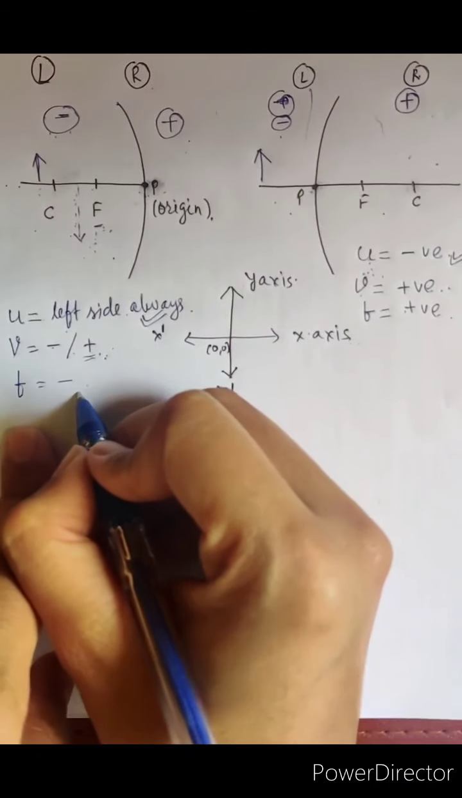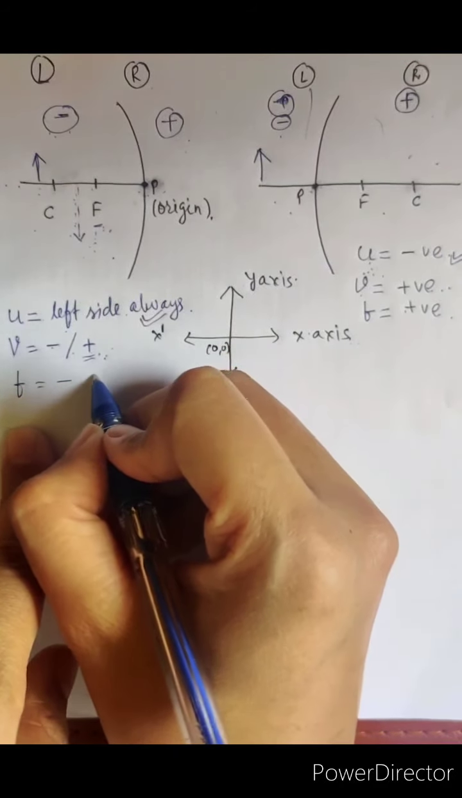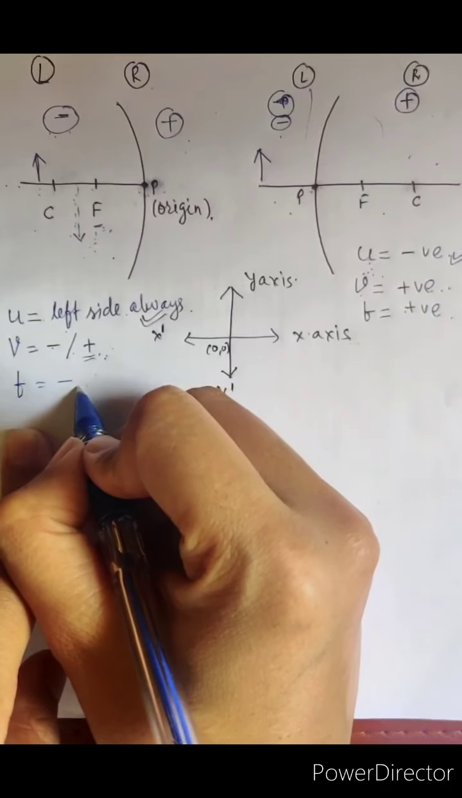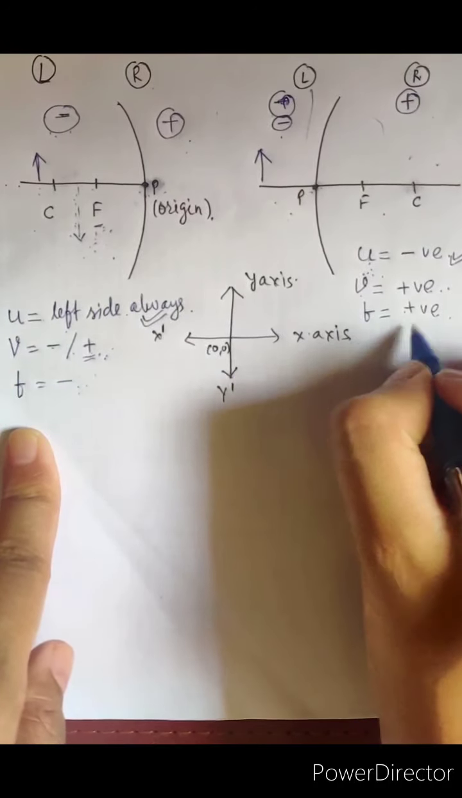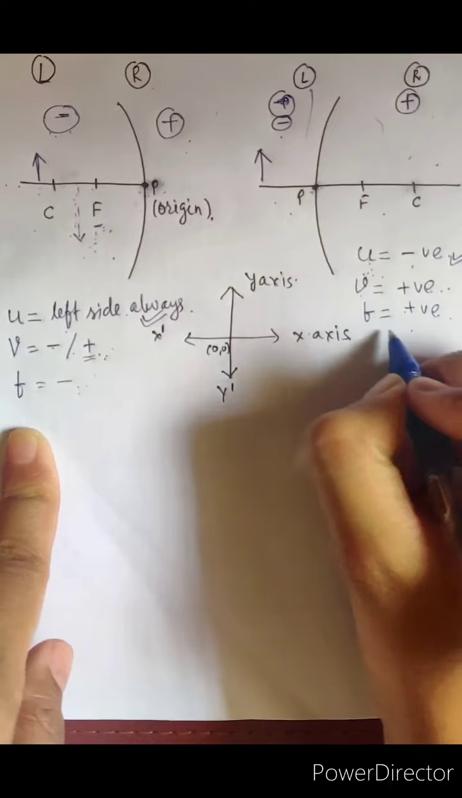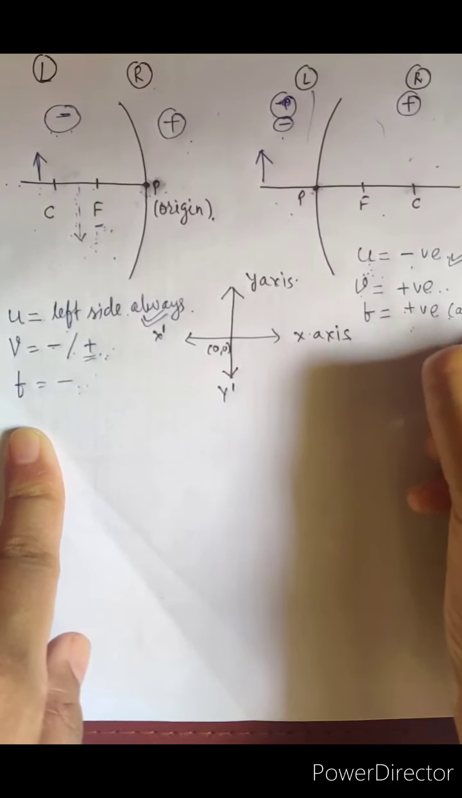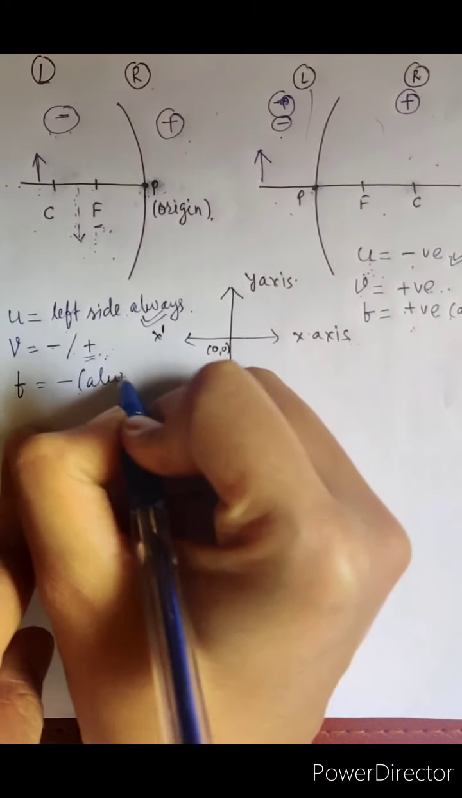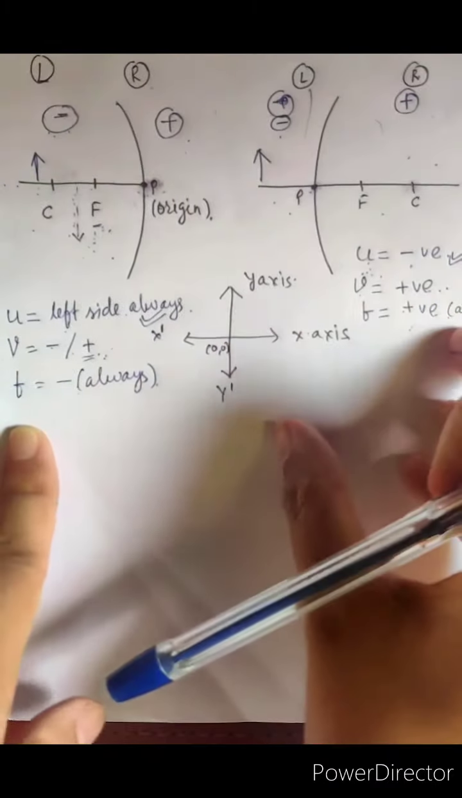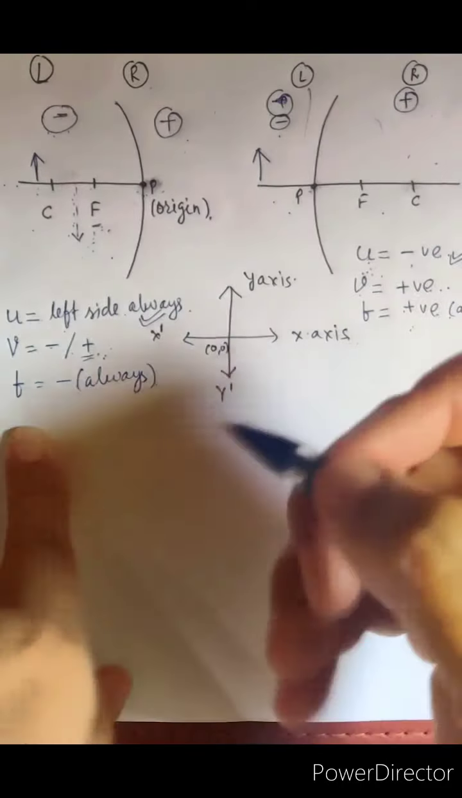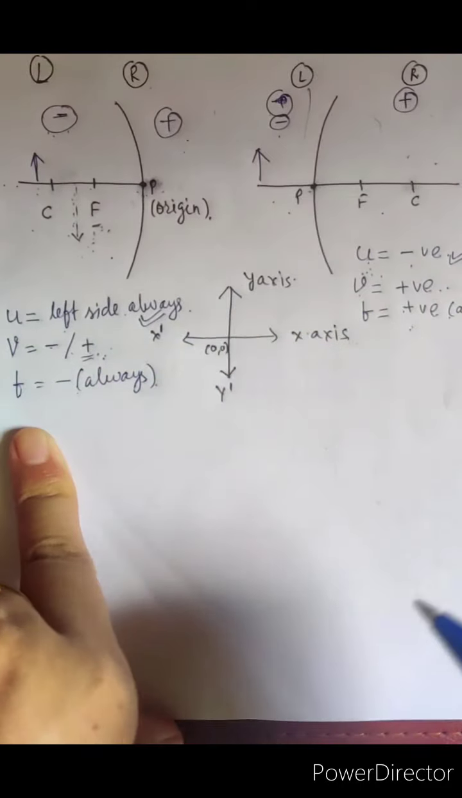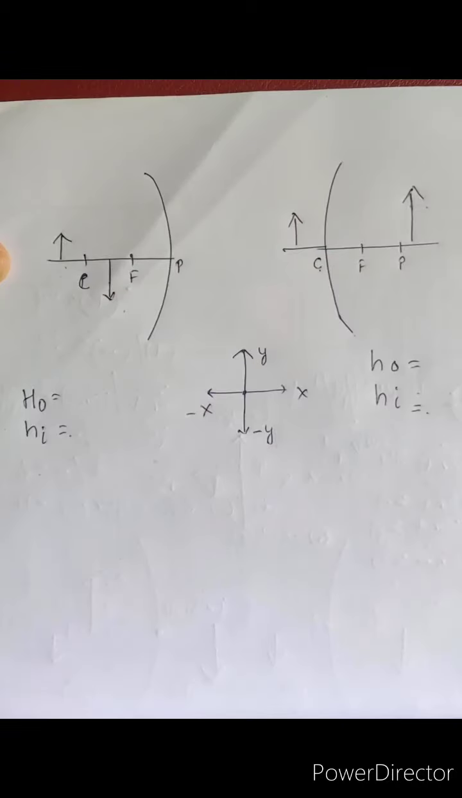Okay. And focal length in the case of concave mirror will always be negative, while in the case of convex mirror it will always be positive. Always. It will never change. So these are some of the basic sign conventions. Now apart from this, we have some more rules which are attached to these sign conventions.